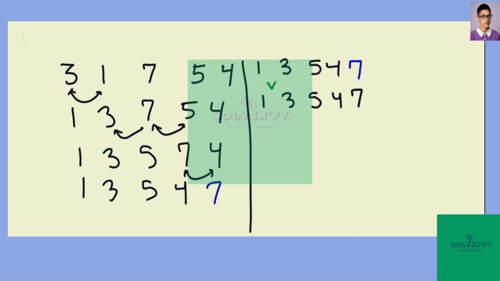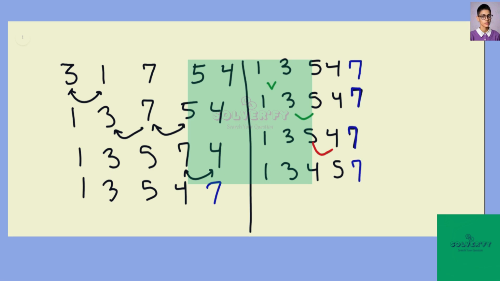It'll compare 3 and 5 and determine that that's fine, so those get left alone. We'll end up with 1, 3, 5, 4, and 7. Next, we'll compare 5 and 4. But this time they do need to switch. So maybe I should use red here. Okay, so we'll get 1, 3, 4, 5, and then of course our 7.